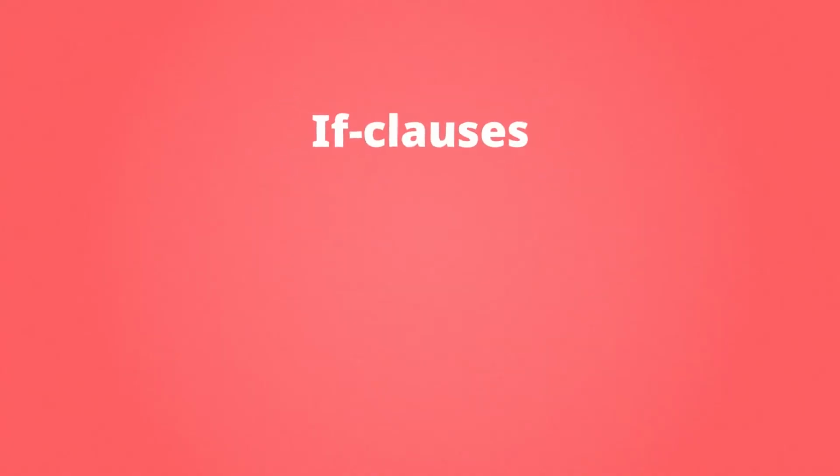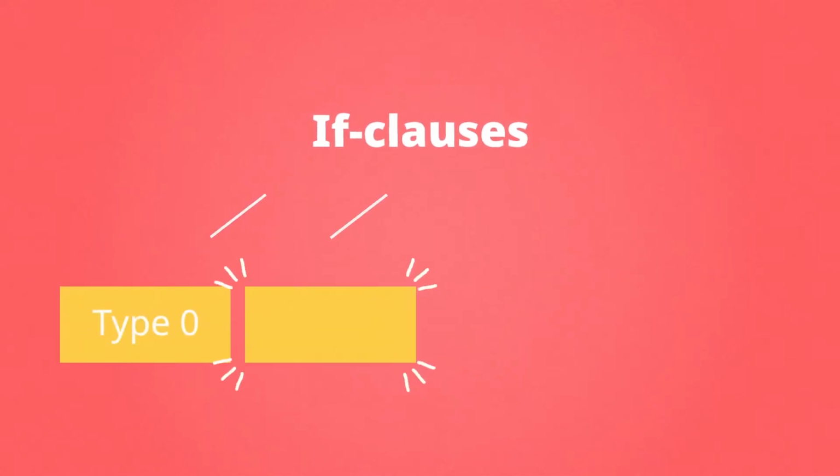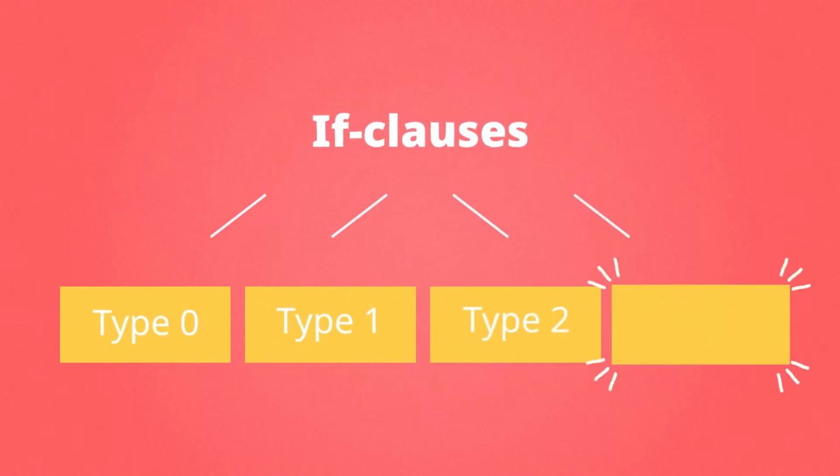Conditionals are clauses introduced with if. The main types of conditionals are type 0, type 1, type 2, type 3. Conditional clauses consist of two parts: the if clause, hypothesis, and the main clause, result. When the if clause comes before the main clause, the two clauses are separated with a comma.